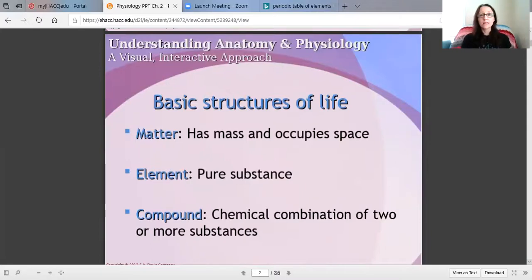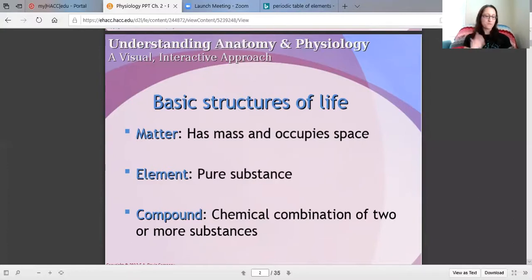Before we go on to the next slide, you'll notice that the PowerPoints don't cover every single thing in the book, so every once in a while I'm going to pause and talk about something else. So we are on page 18, Basic Structures of Life. It talks about the different proportions of elements that are found within the body.